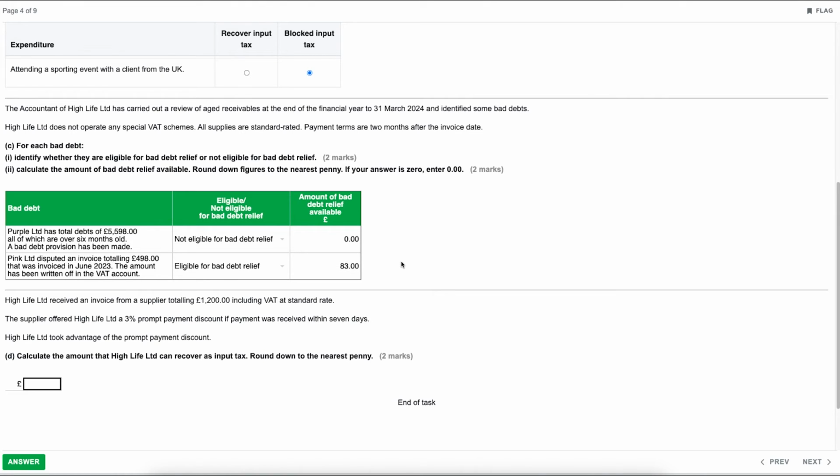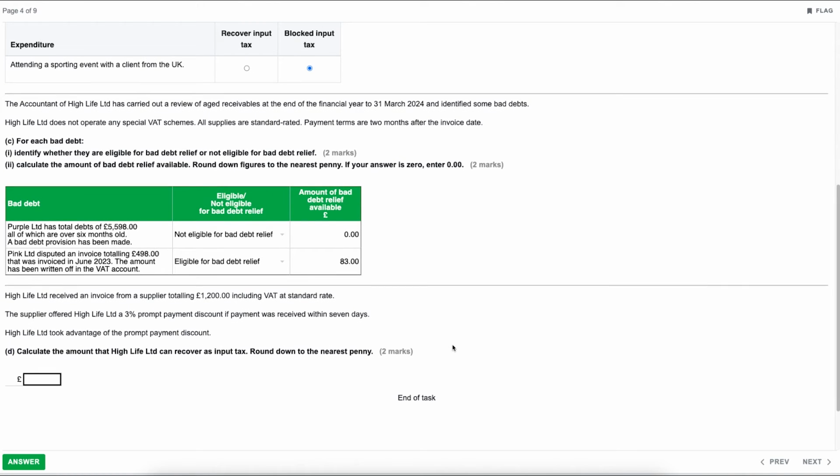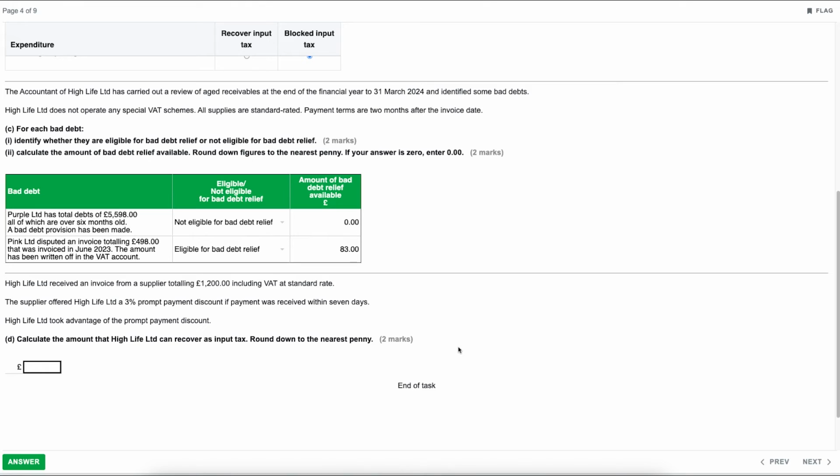So that one met both criteria and therefore we can claim the bad debt relief. And as I said, just watch out, make sure whether they're giving you the total or the net amount or it actually gives you the VAT. It could vary within the question, so read it very carefully to pick up on that information, because that would be easy marks lost. Also, really watch out for the 0.00, because again, that would be silly marks lost for missing out just on that. Let's have a look at the last question on task 3.